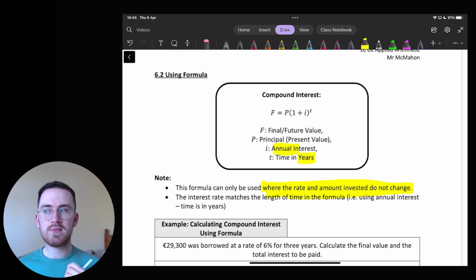So it can't be that you invested extra money after a certain length of time, or you'd have to adjust how you do it. You'd maybe only do it up to that point where you put the money in and then continue on. Or you can't change the rate. So you could only use it for the years where the rate was the same. You can adjust it to suit if you need to, but really this formula should only be used where the rate is going to stay consistent and you've invested a certain amount and we want to work out the value at the end.